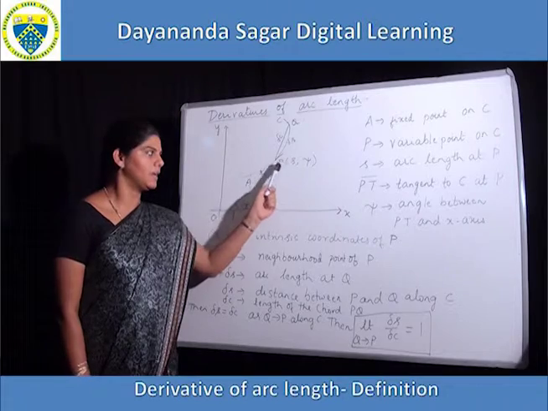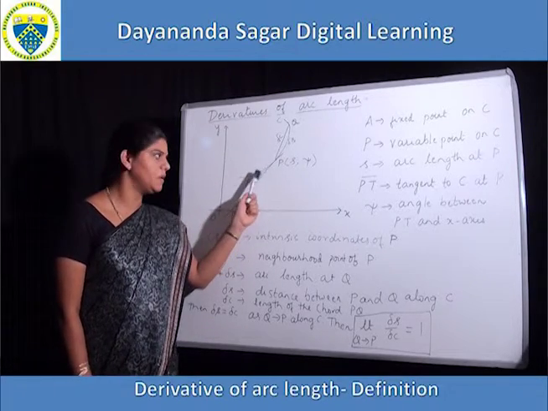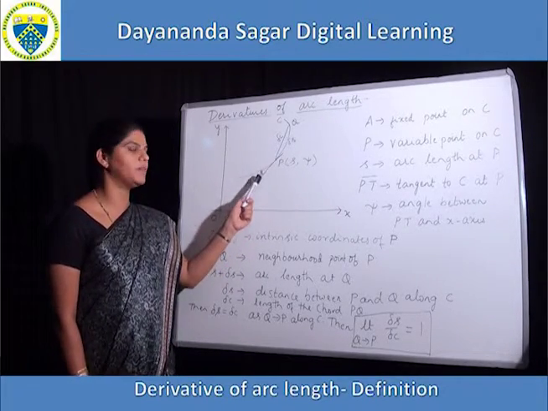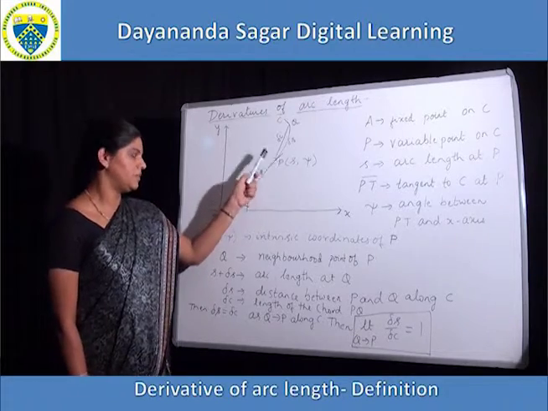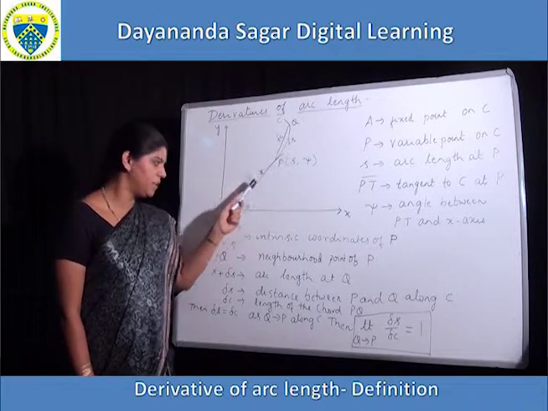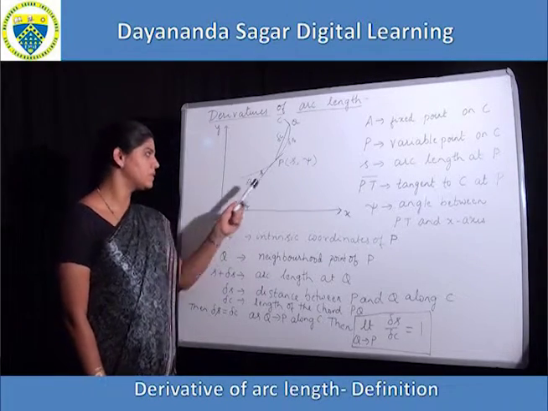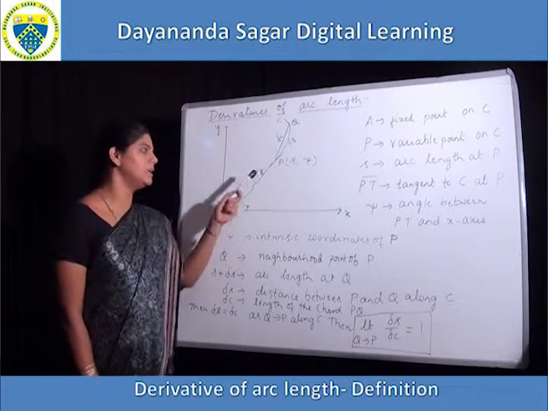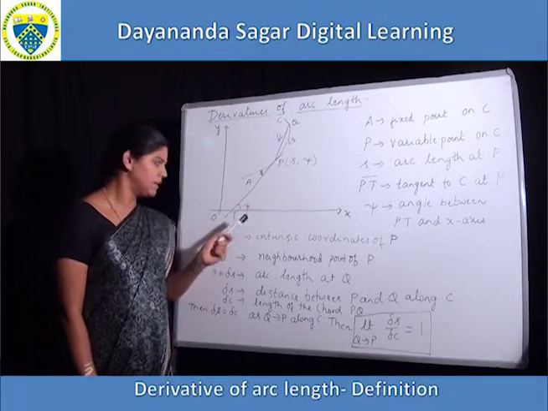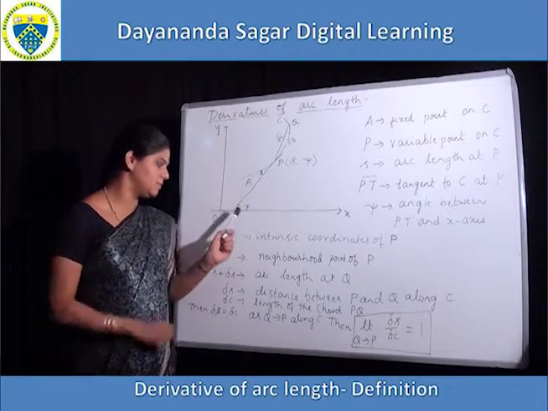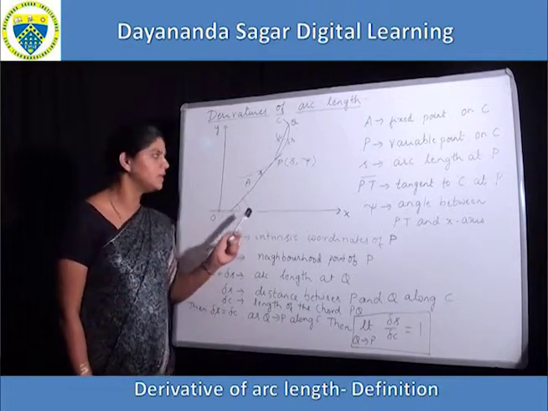So let the arc length, or the distance between A and P measured along the curve C, be equal to S. Draw a tangent to the curve at point P which meets the x-axis at point T. So PT is the tangent drawn to the curve at point P. This tangent makes an angle psi with the x-axis.